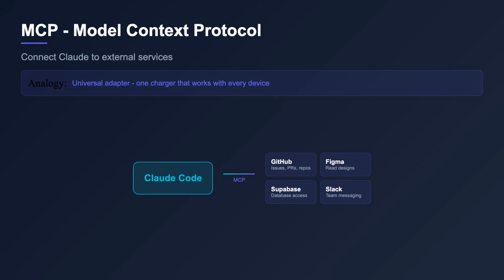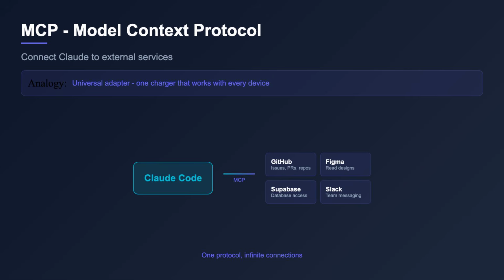MCP stands for Model Context Protocol. This one's powerful. Think of MCP as a universal adapter. You know how you need different chargers for different devices? MCP is like one charger that works with everything. MCP lets Claude Code connect to external services and tools: GitHub, Figma, Supabase, databases, APIs. Instead of Claude trying to figure out how to use each service differently, MCP provides a standard way to communicate.